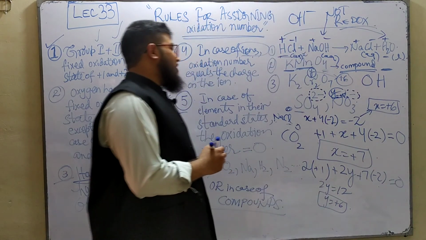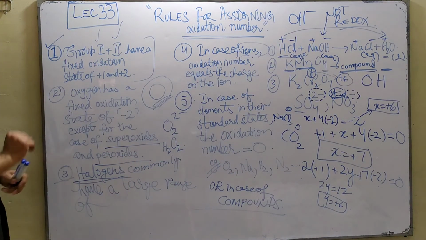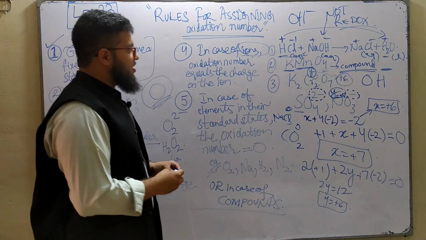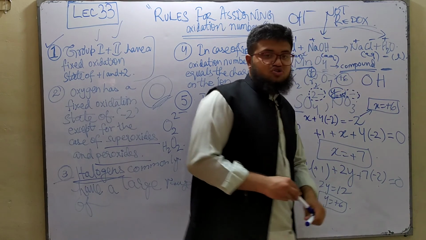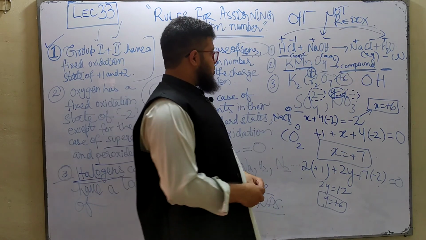So this is how you calculate the oxidation number of individual atoms and individual ions. This is how you identify the oxidation number in reactants and products, and you can compare and contrast to see if it is a redox reaction or not. So that's it, guys.